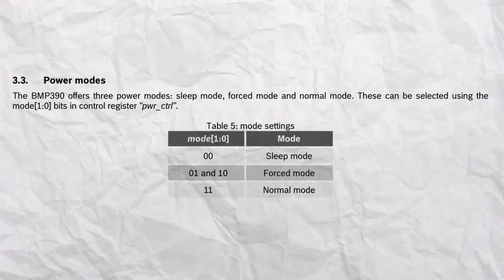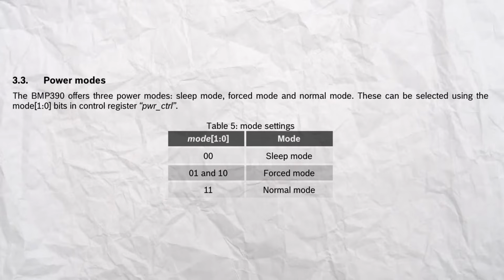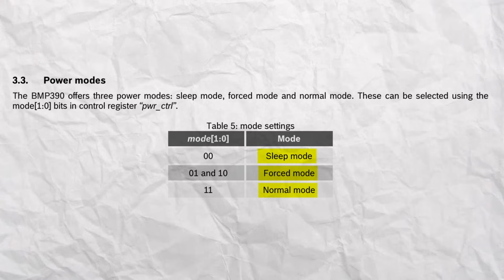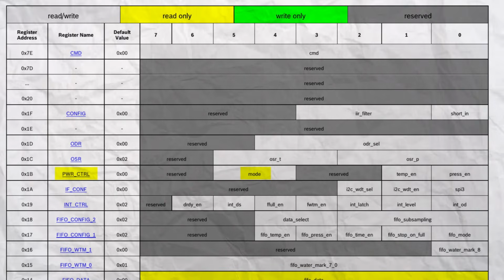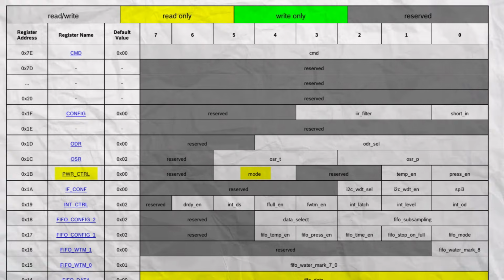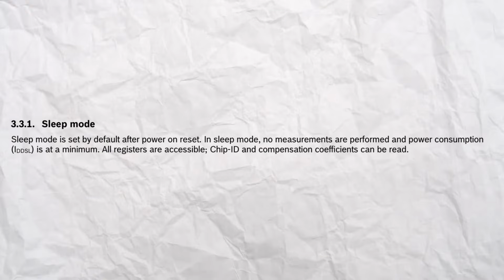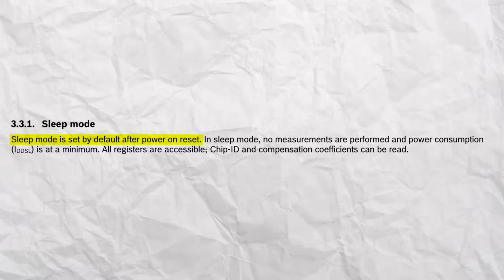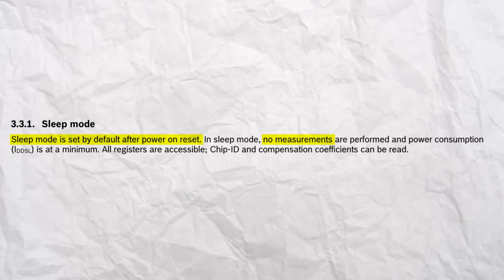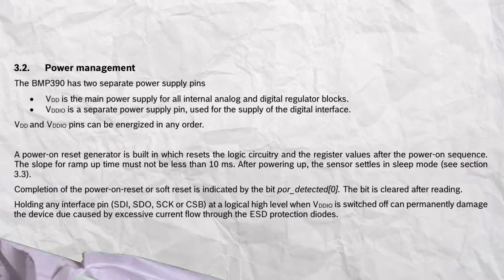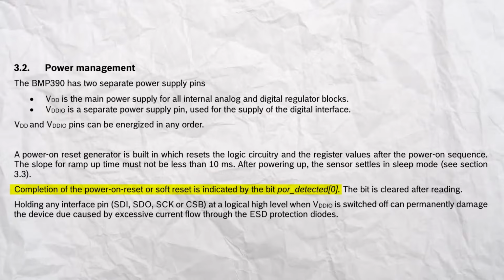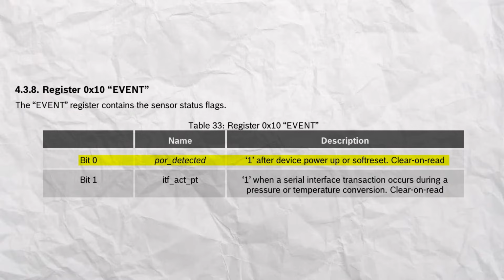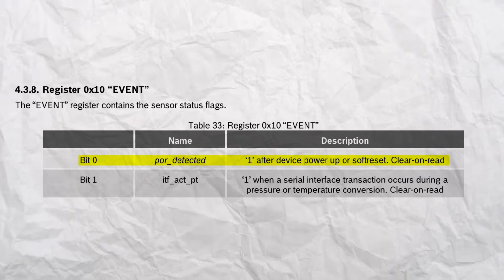To start with, the BMP390 has 3 power modes: sleep, forced and normal mode. Each is selected by writing to the mode bits in the power control register. After a power up or a soft reset, the sensor enters sleep mode, wherein no measurements are performed. To detect if the chip has powered up or executed a soft reset, the power detected bit is set to 1 in the event register.